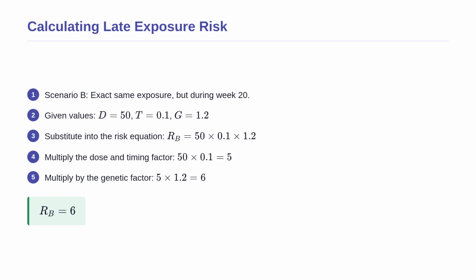Substituting these into our equation, 50 times 0.1 gives 5. Multiplying by 1.2 gives a final risk score of just 6. This score is 9 times lower than scenario A. It mathematically proves that timing is just as critical as dose. The baby might experience minor growth delays, but will likely avoid catastrophic structural defects.